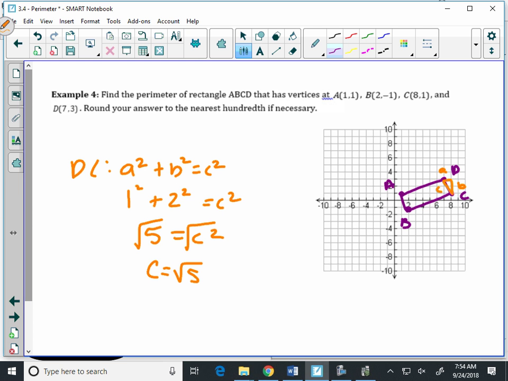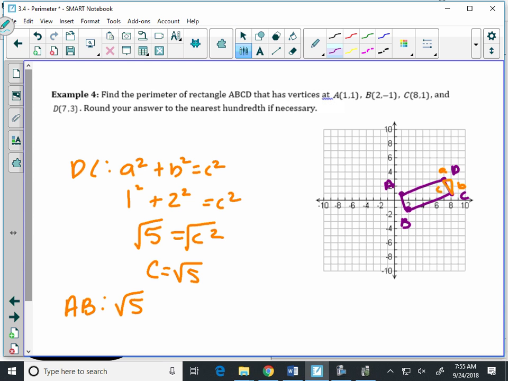What other side is also radical 5, without having to do any work? AB, the side across from it. Okay, so I'm going to say AB is also radical 5. That shortcut with rectangles: the sides across from each other are the same. If you forget, you just do a little bit more work and you'll still get the right answer. But to save you some time, just know the sides across from each other are the same.